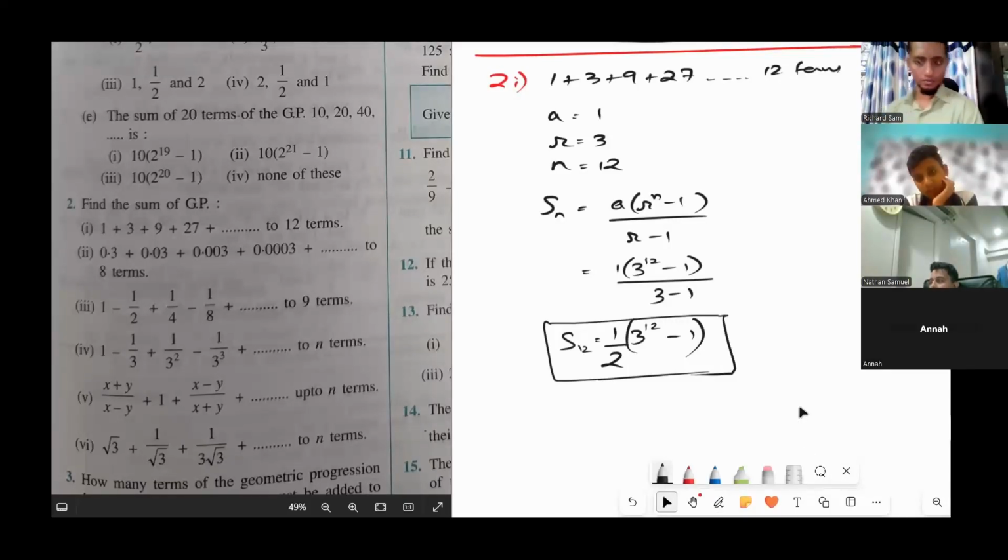Can we write it like 3 raised to 12 minus 1 upon 2? Yeah, you can write like that also, but normally whenever there's a denominator, we take it out separately. That is one standard that's used every time.